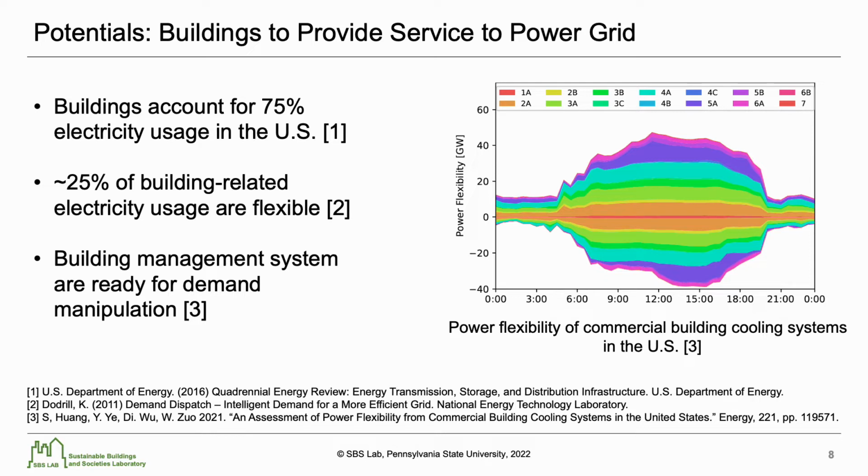The right figure shows the power flexibility of commercial building cooling systems in 14 different climate zones in the U.S. By adjusting the temperature set points for cooling, we will be able to increase the power demand by nearly 50 gigawatts, or decrease the power demand by nearly 40 gigawatts.